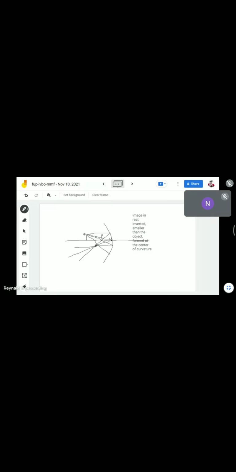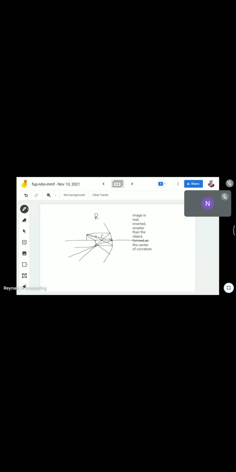So halimbawa naglagay ako dito ng mansanas. Trace natin yung image. Saan mabubuo yung image at anong klaseng image yung mabubuo. So paano ko nasabing the image is real? Kasi andito siya sa real side. Paano ko nasabi na yung image ay inverted? Kasi pabaliktad siya.